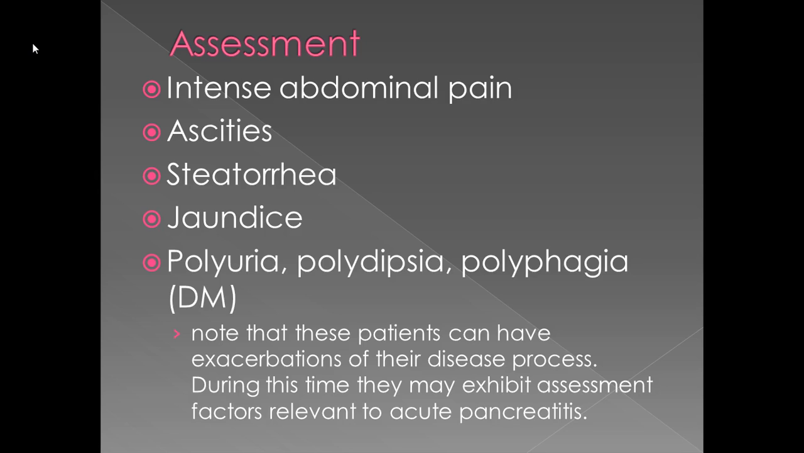These patients, the intense abdominal pain and the ascites are mostly seen in patients that are having exacerbations of the disease. The steatorrhea, the jaundice, and the signs and symptoms of diabetes are things that we'll see when they have them all the time.